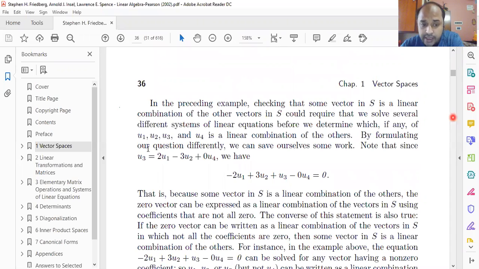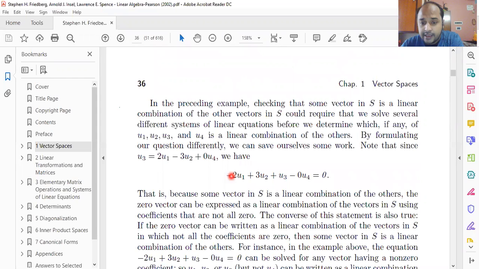Just like U3 has been expressed as a linear combination of this. So from this, they have deduced that the 0 vector has been expressed as a linear combination of these 4 vectors. But here, not all the coefficients of the vectors are 0. Some coefficients are 0, some coefficients are non-zero.